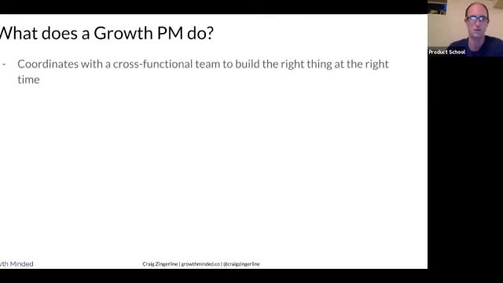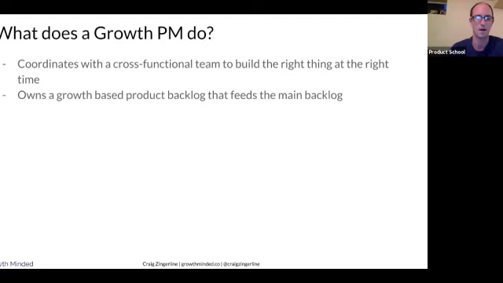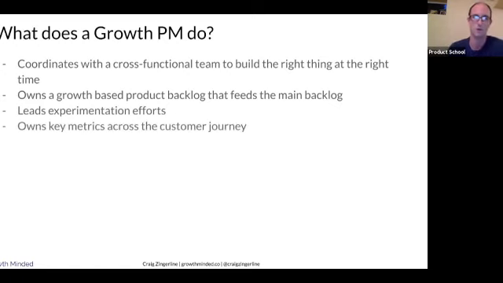A growth product manager will typically coordinate with a cross-functional team, making sure that they're building the right things at the right time. A growth PM will also own a backlog of growth items that likely will feed the main product backlog, but often it's run as its own mini backlog within a company. A growth PM will often lead experimentation efforts across the company, and they will also likely own key metrics across the customer journey.